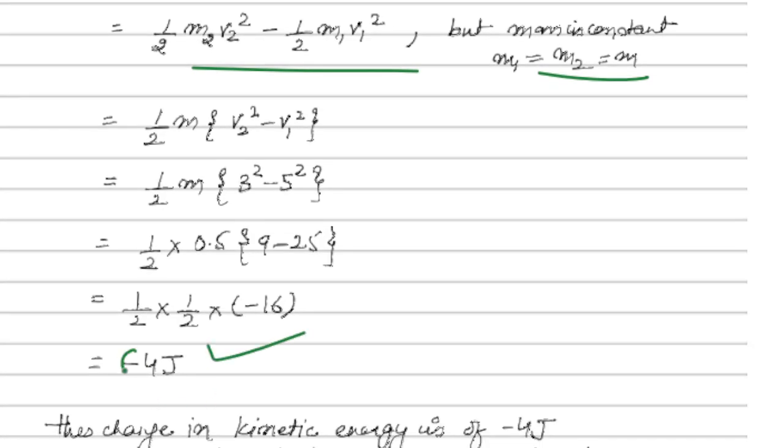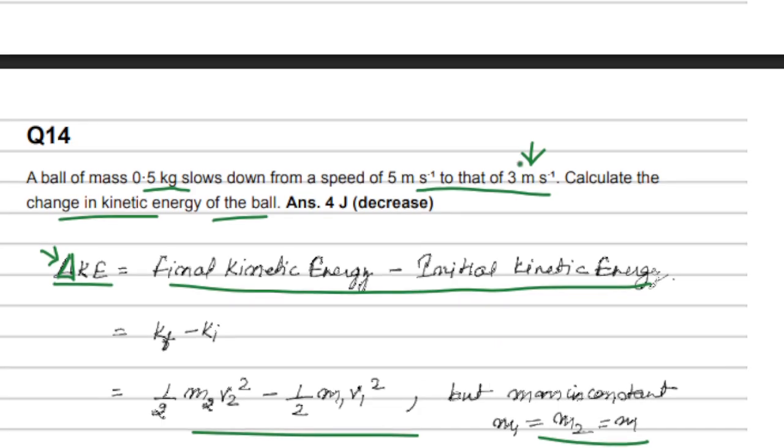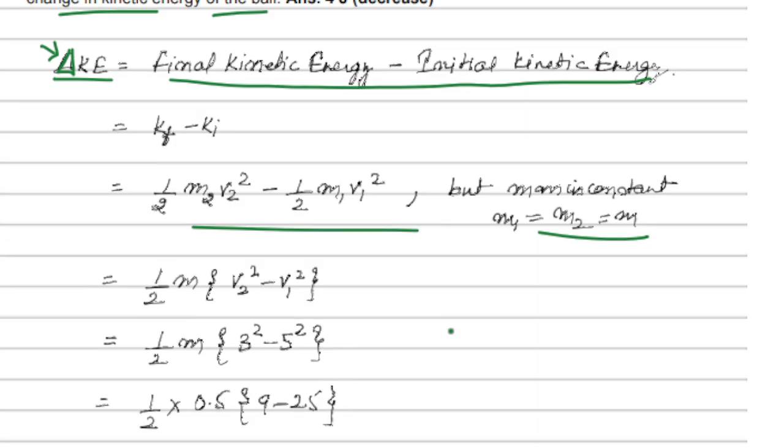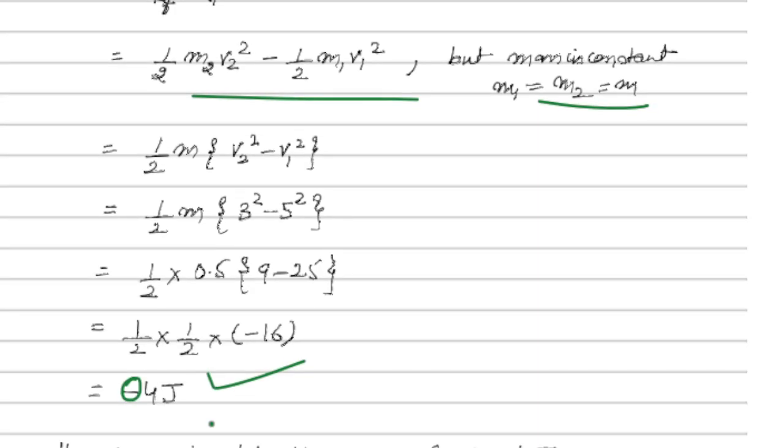What does the minus tell? The change is negative. That means the energy has decreased. And that was obvious from the speeds given. The speed has gone from 5 to 3, so it has been reduced. So the kinetic energy will also change to a lesser one. That's why we are getting the negative sign here.